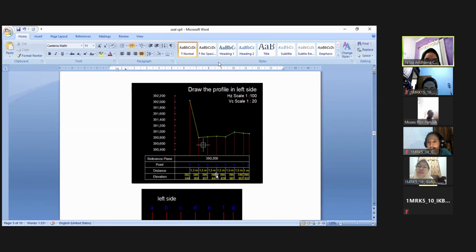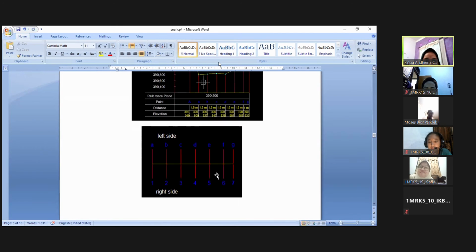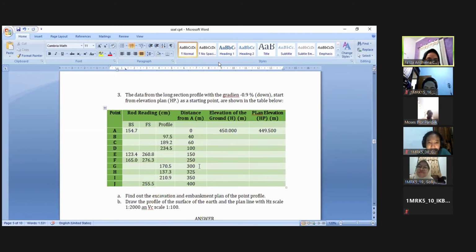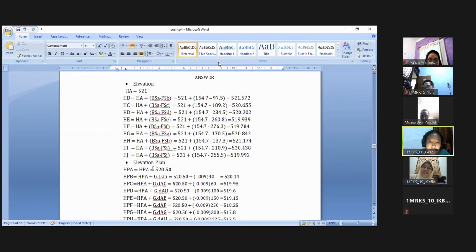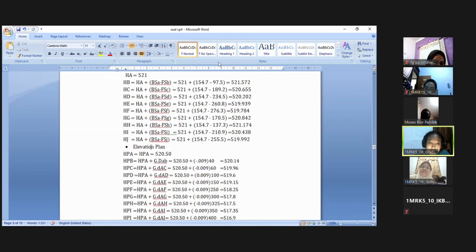Okay, next number 3, Kezia. I will explain number 3. From number 3, the question is to find out the excavation and embankment plan of the point profile. First, we should find the elevation HA.